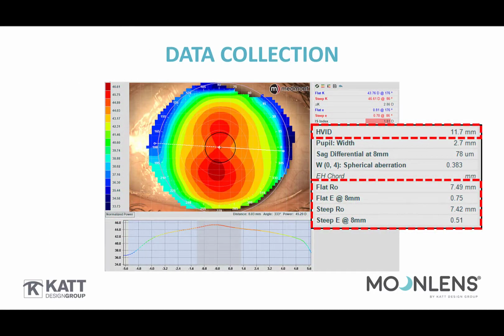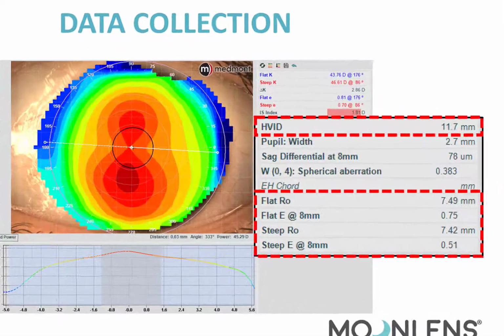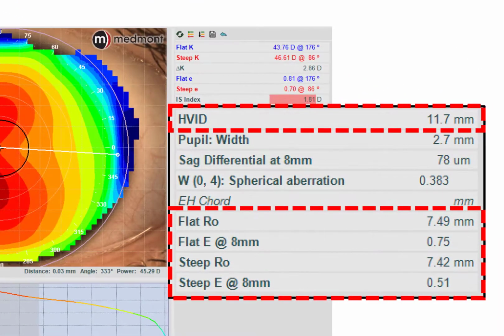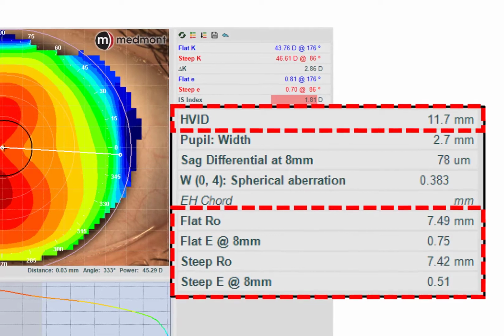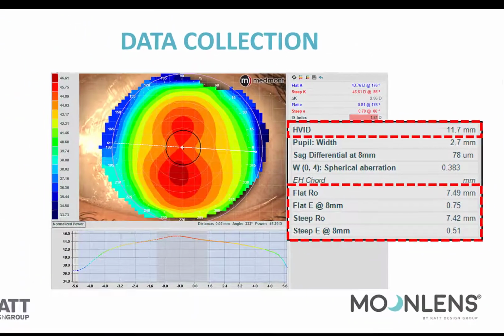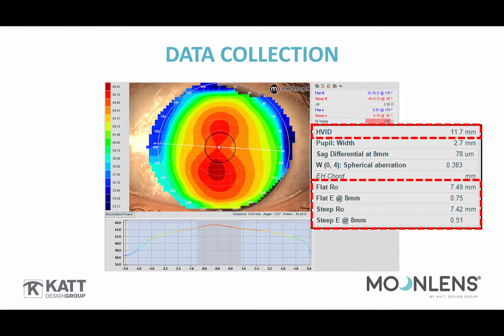Many topographers can automate the acquisition of this data. In this case, some simple adjustments to the Medmont topographer settings place the necessary MoonLens data on the main analysis window. Your topography supplier may be able to assist with the path to acquire this information from your instrument. And certainly, your MoonLens distributor is here to help.